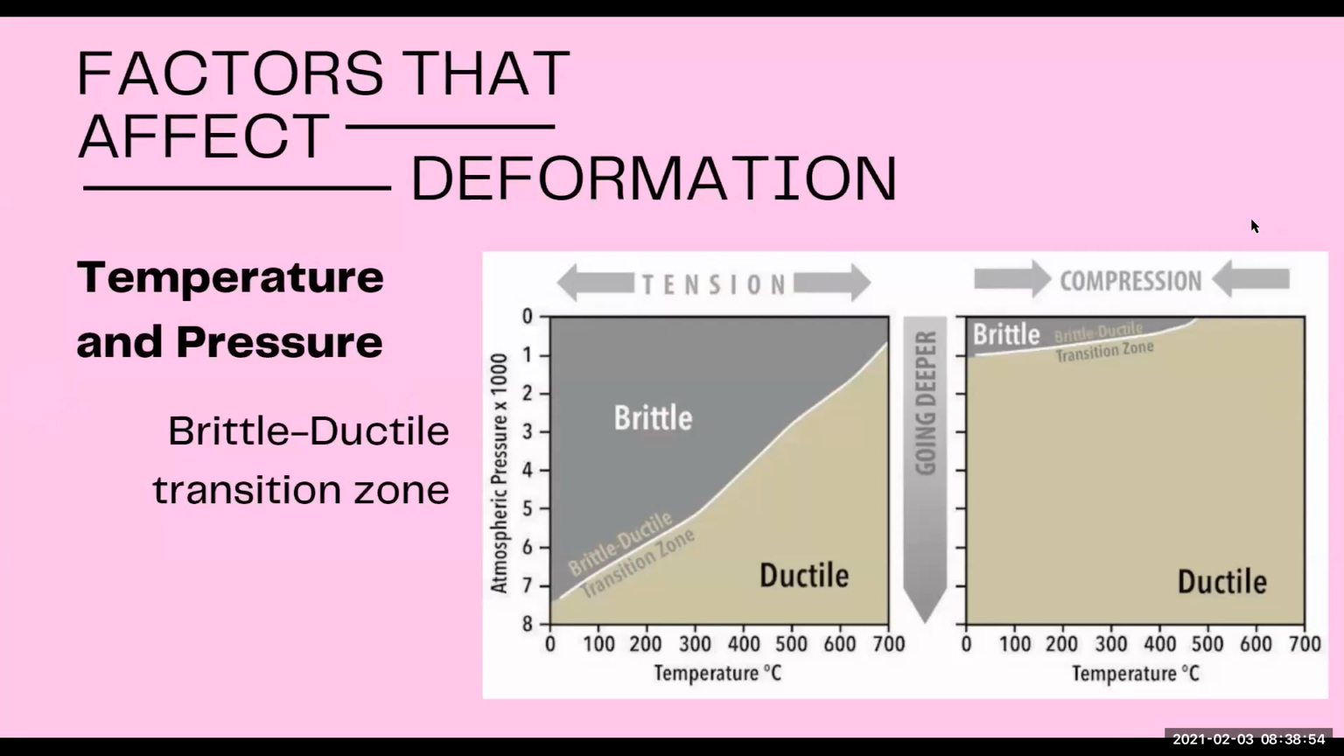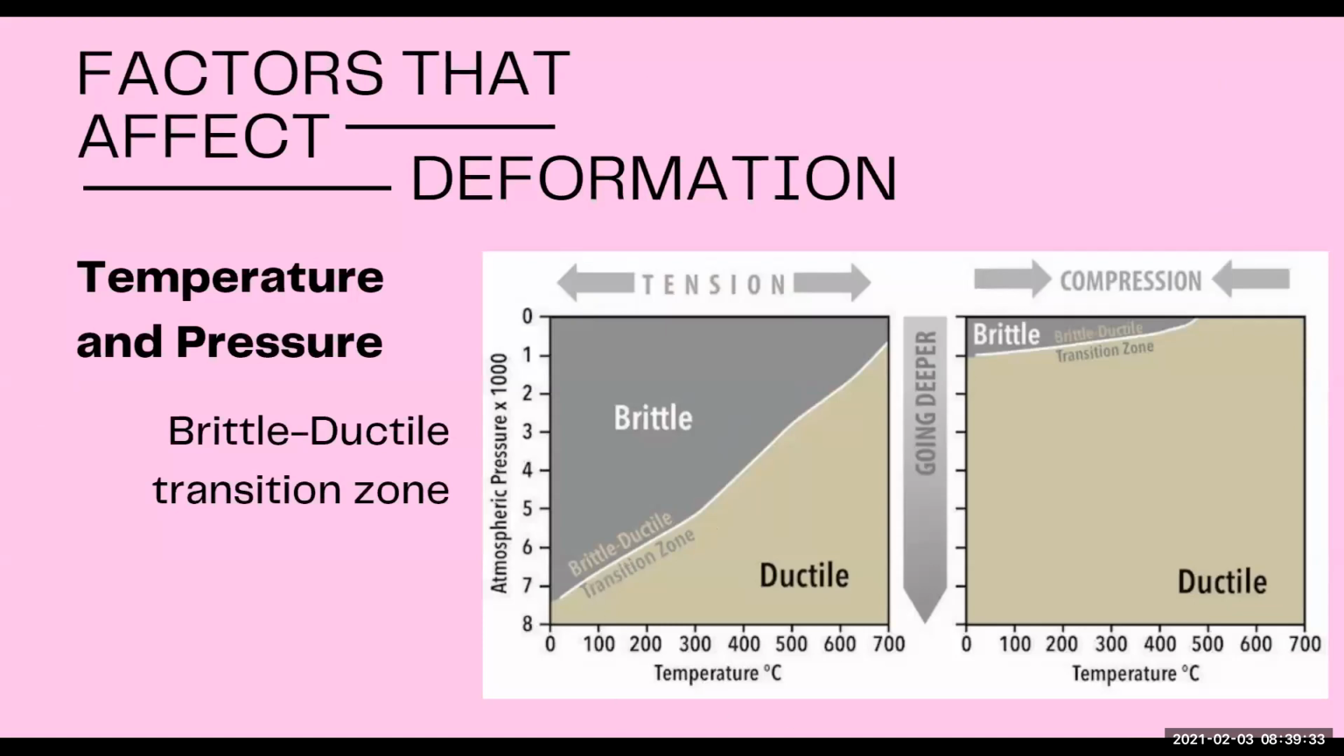So pagdating sa brittle and ductile, may tinatawag tayong brittle ductile transition zone to which ito yung point. Okay, this is the point at both temperature and pressure to which magta-transition yung change niya from ductile to brittle na deformation. Okay? So may tinutukoy tayong brittle and ductile transition zone. So kapag iba din yung stress, kung papansin nyo, nagbabago din actually yung brittle ductile transition zone. Okay? So tignan muna natin.